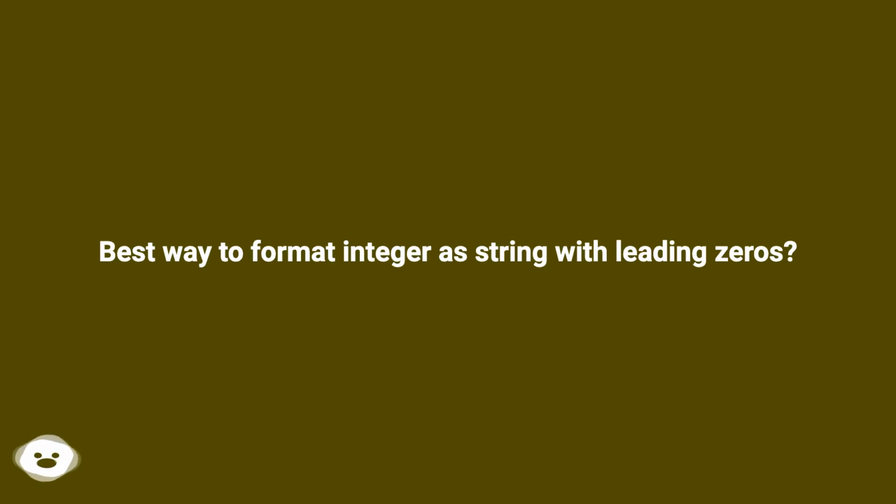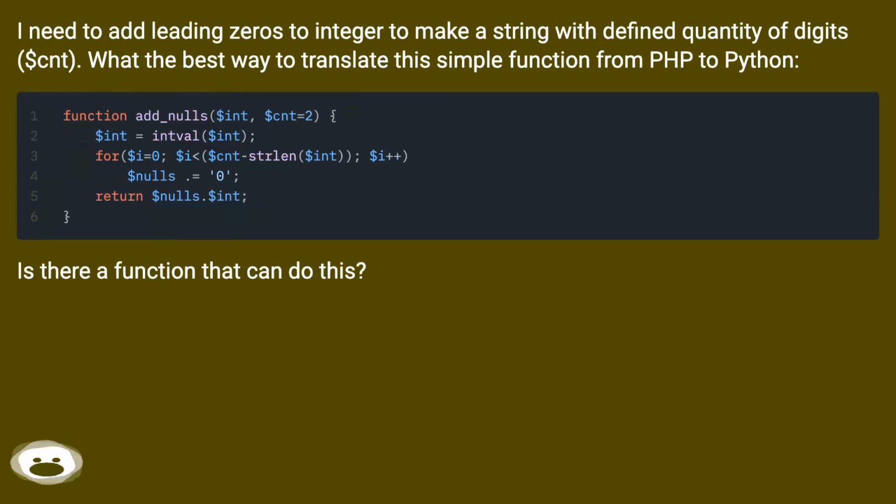Best way to format integer as string with leading zeros. I need to add leading zeros to an integer to make a string with a defined quantity of digits, $CNT. What's the best way to translate this simple function from PHP to Python? Is there a function that can do this?